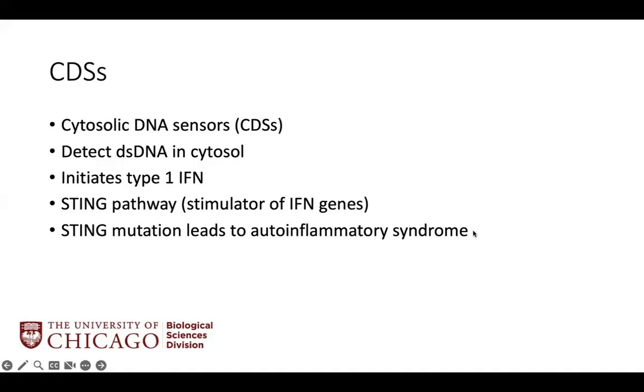There is another set of receptors called CDSs or cytosolic DNA sensors. They detect double-stranded DNA in the cytosol, and they will initiate type 1 interferon through a STING pathway. It's a stimulator of interferon genes. If there's a mutation in STING, this leads to autoinflammatory syndromes.